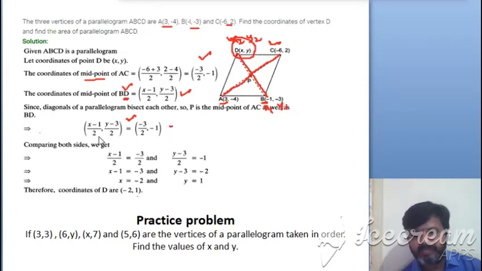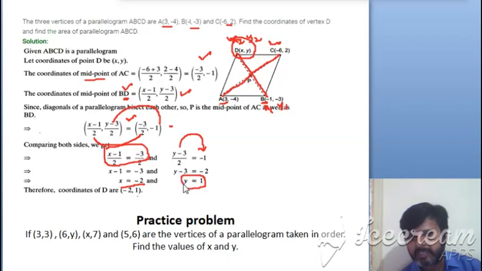So I am equating the first coordinate with minus 3 by 2 and the second coordinate with minus 1. If I equate the first coordinate with minus 3 by 2, I got the answer as minus 2, and if I equate the second coordinate with minus 1, I got the y value as minus 1. So the required fourth vertex D is minus 2 comma 1.